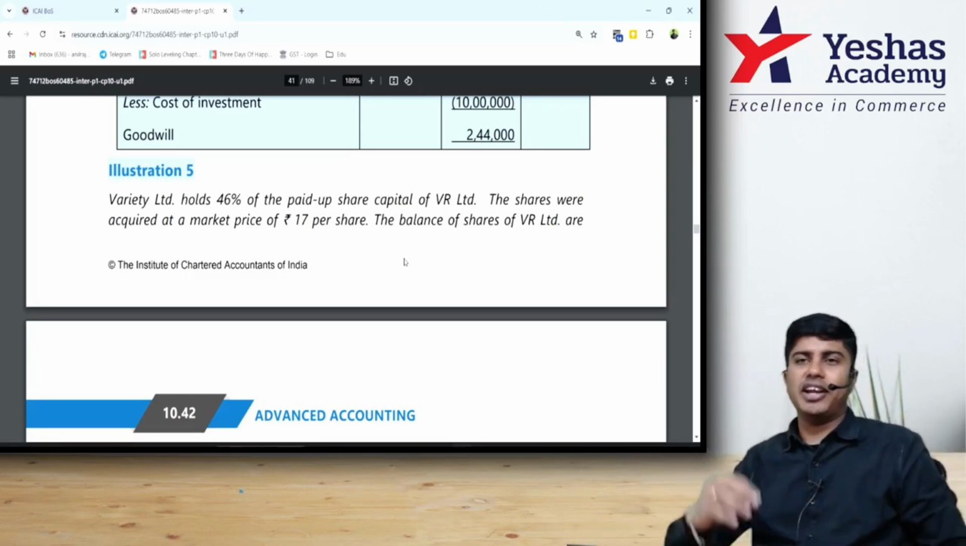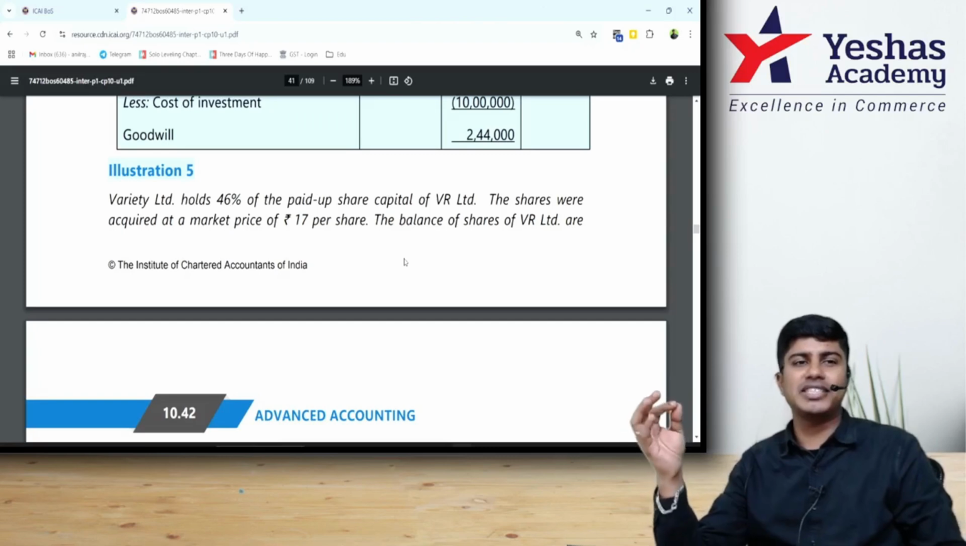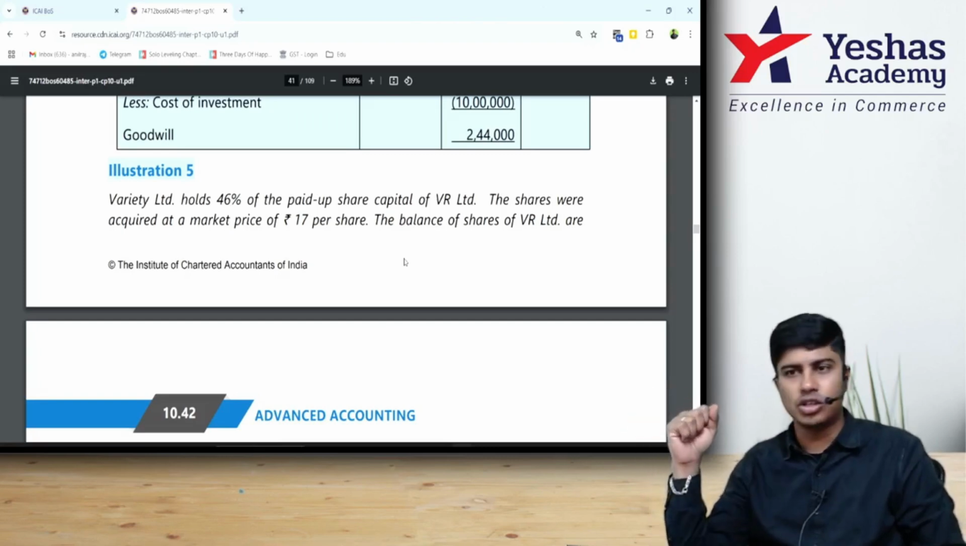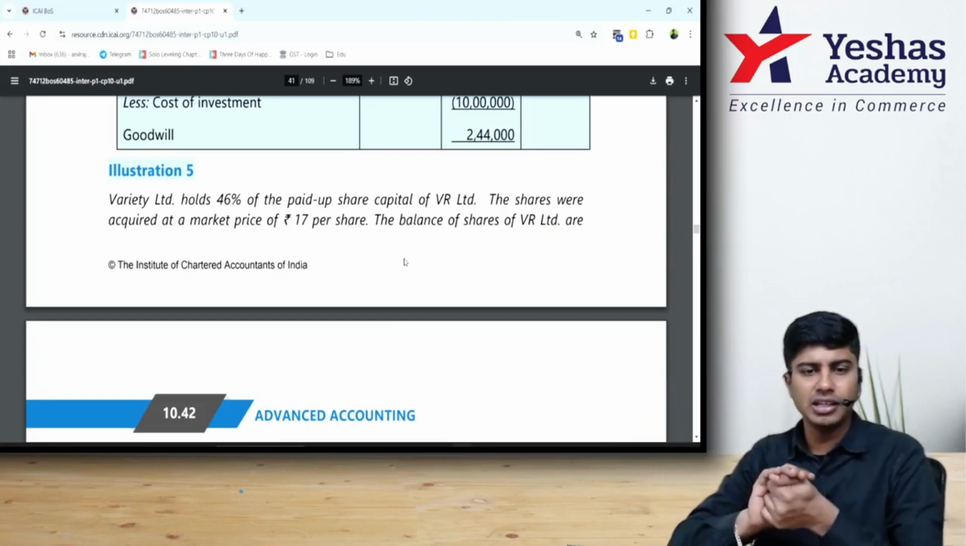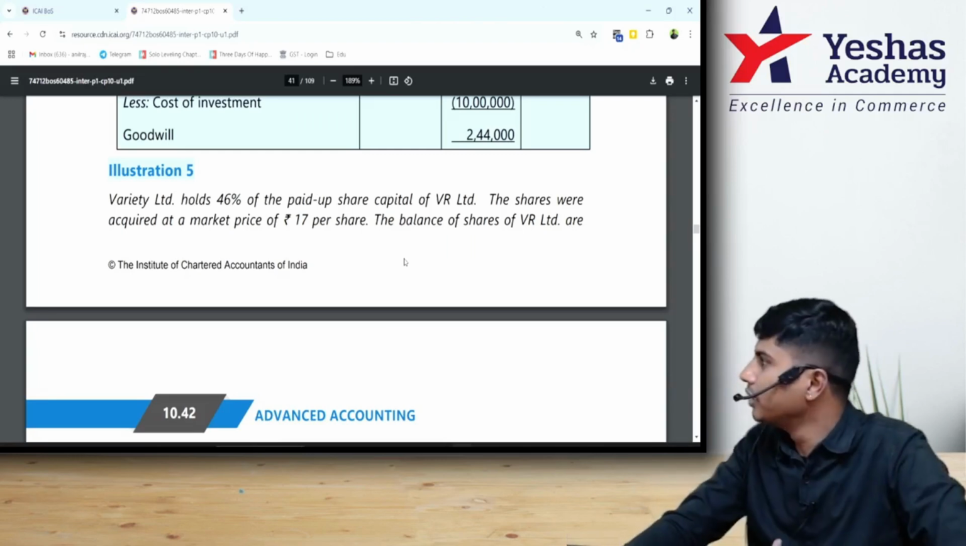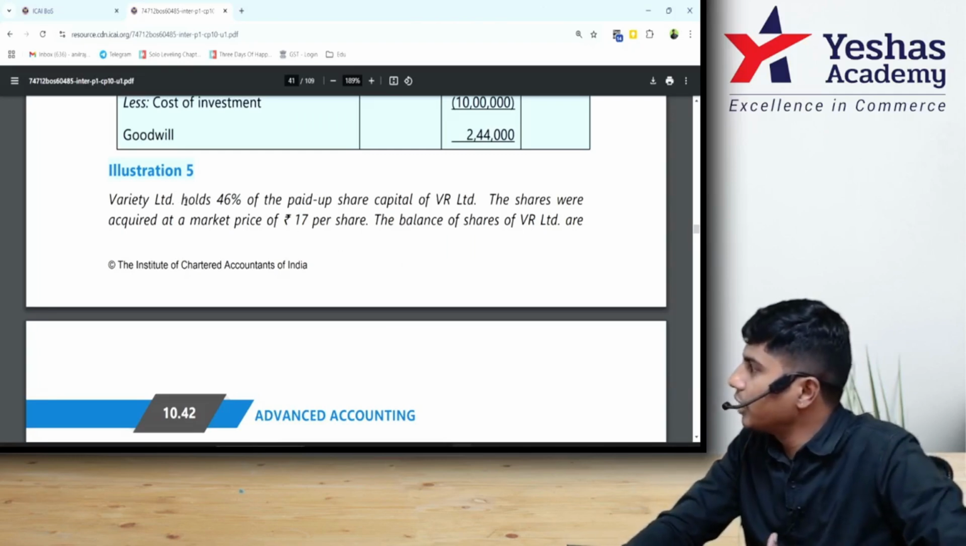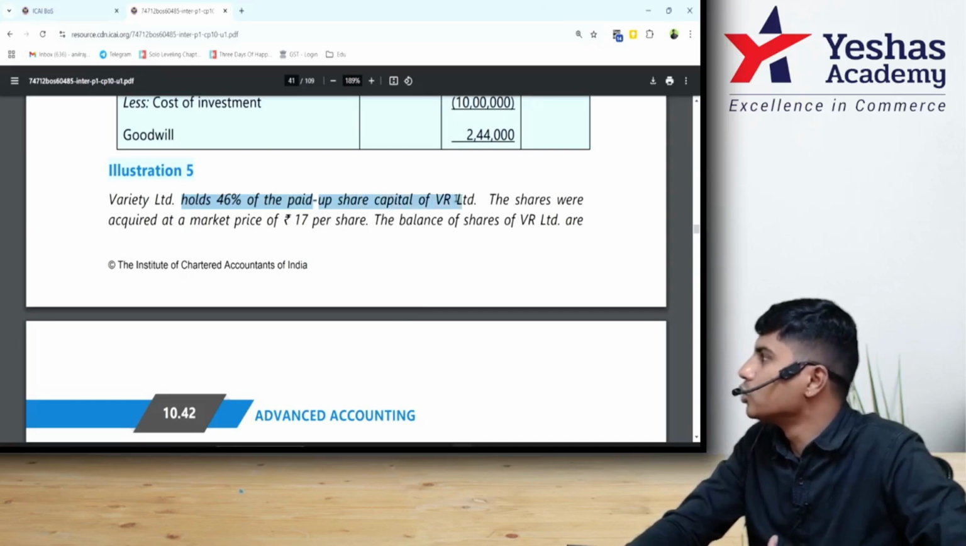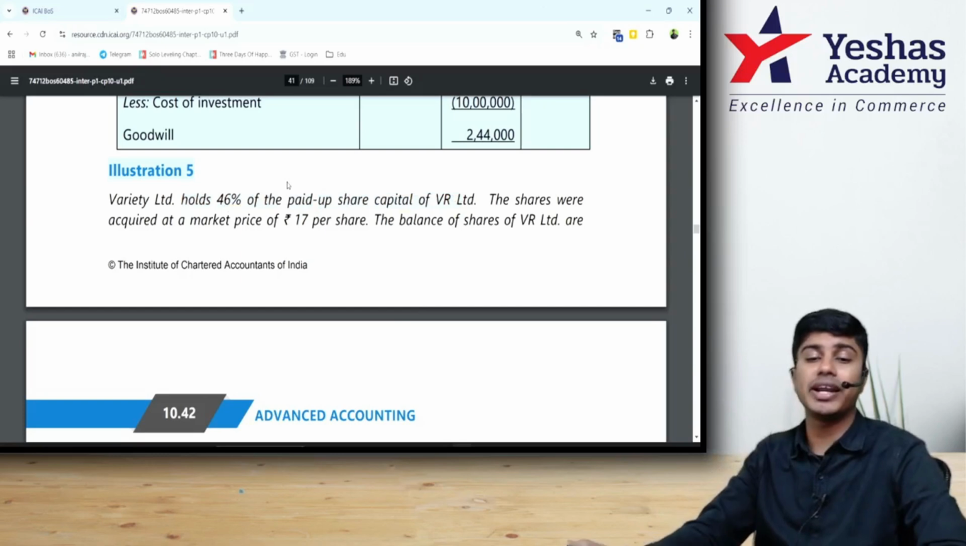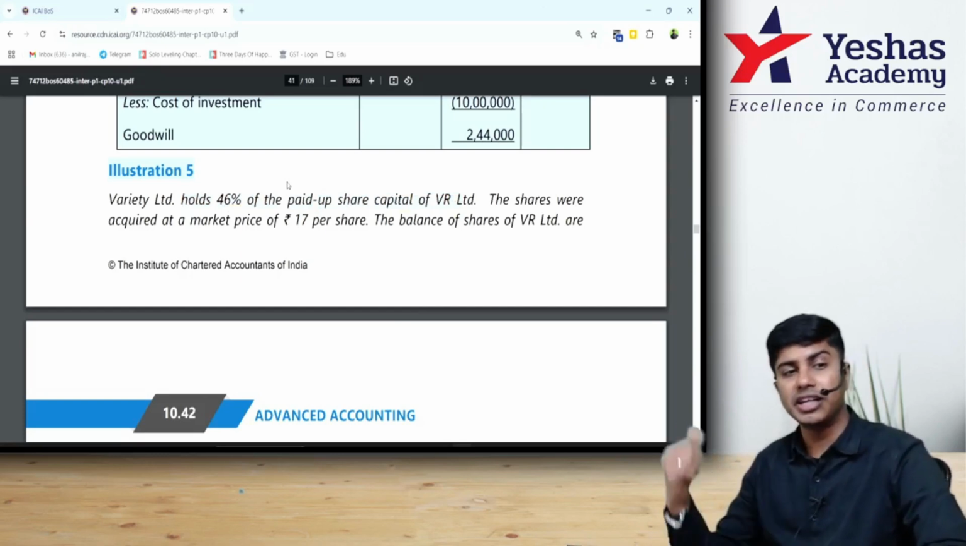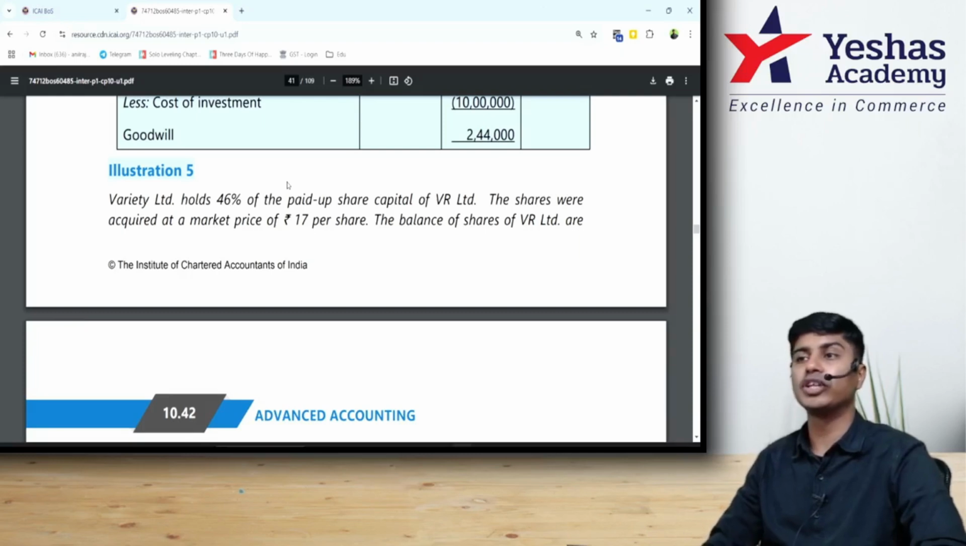There you go, a variety question. Question number 5 from our ICA study material on the topic of consolidation in the new edition of material. Very unique question, just like the name. Read the question. Variety Limited holds 46% of the paid up capital of VR Limited. So VR Limited is a company in which Variety Limited holds 46%. This is a topic of consolidation, but it's not our subsidiary by way of shareholding. Why? Because we own only 46% of their share capital.